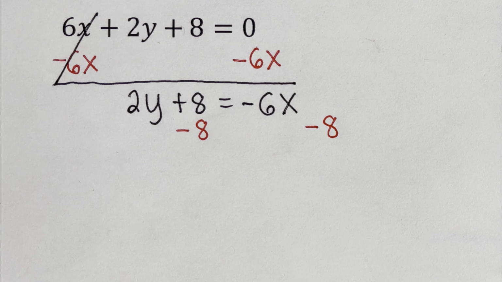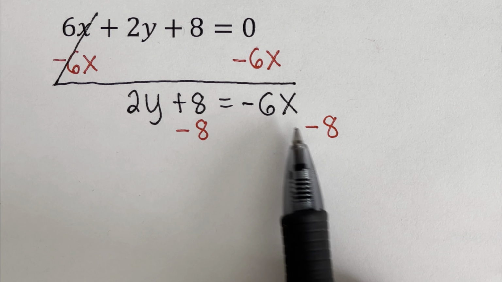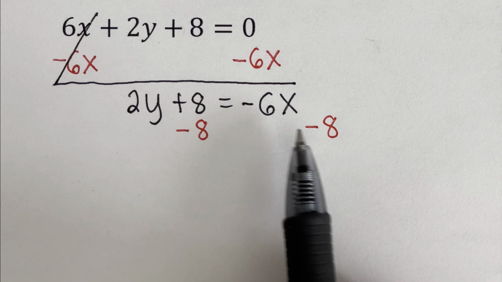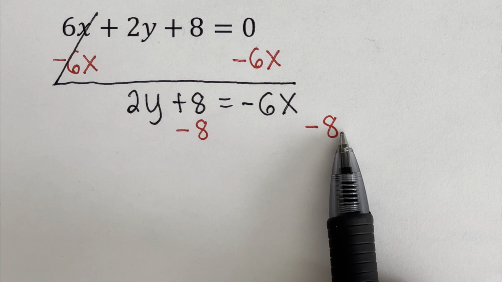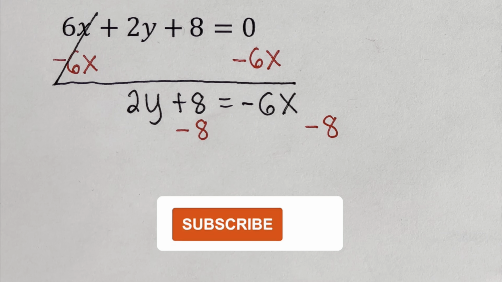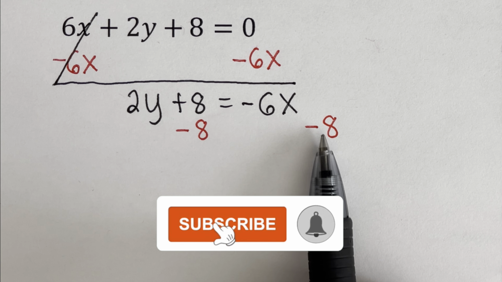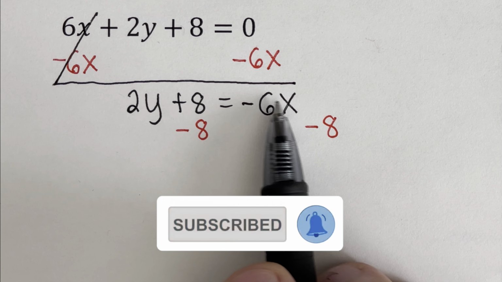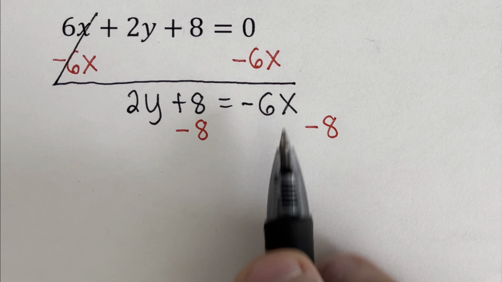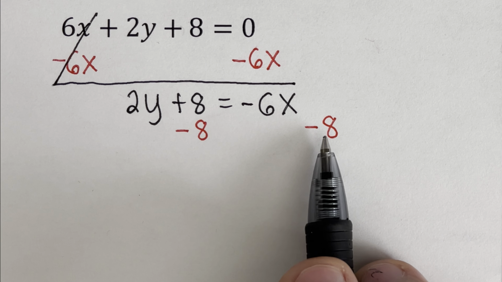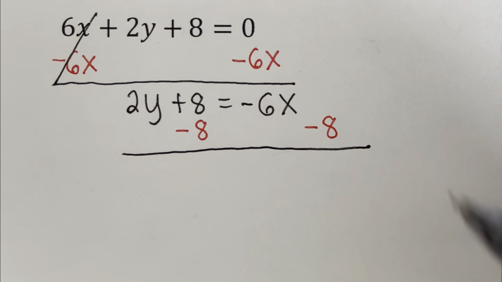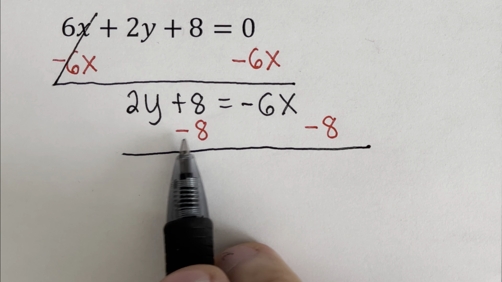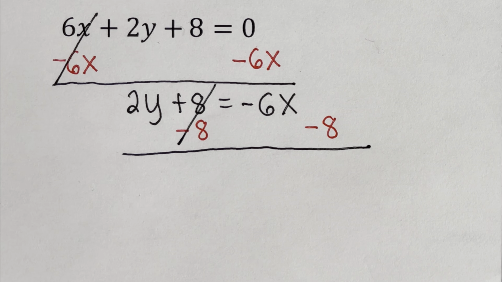Now just a reminder, I do not subtract the 8 from the 6x because others are going to do that, because these two are not like terms. This one is an x, this one doesn't have an x, so we cannot subtract them together. So I put the minus 8 not in line with a 6x. That means I cannot subtract 8 from the negative 6x. So that we can go ahead and say that we are left with positive 8 minus 8 is a 0. So we have crossed that out.